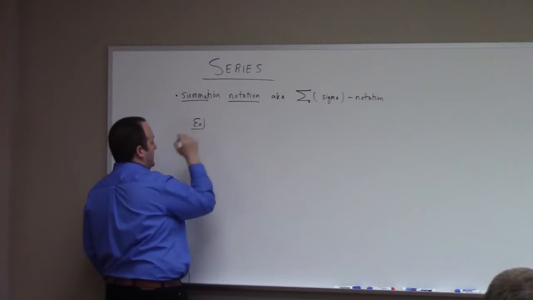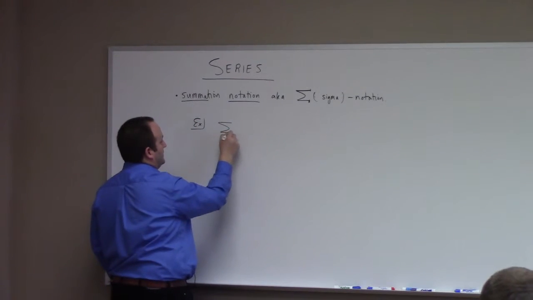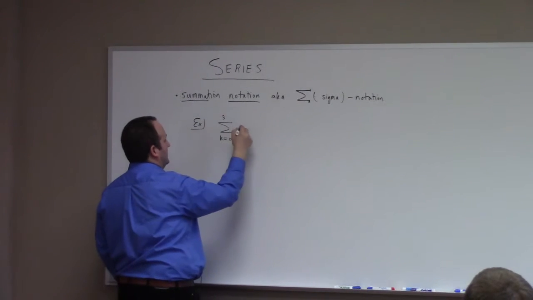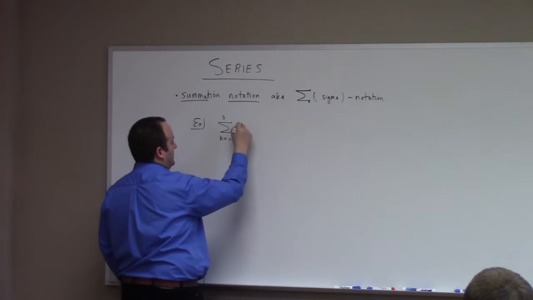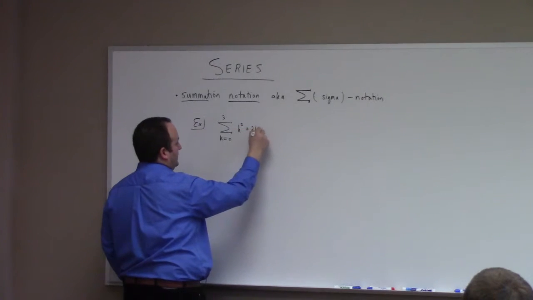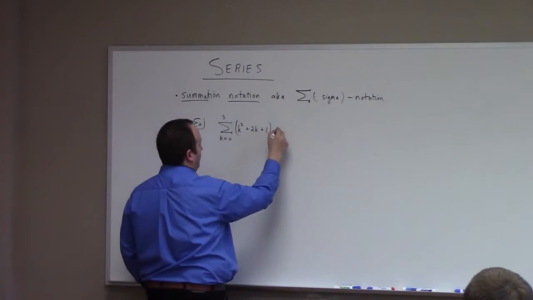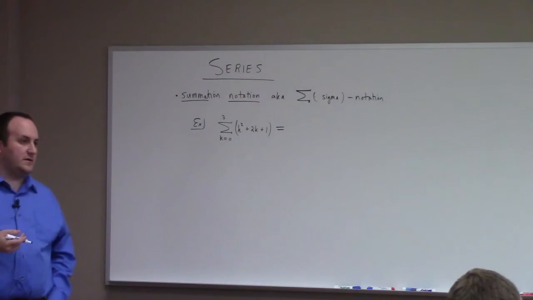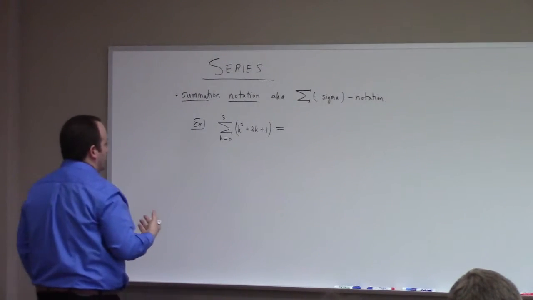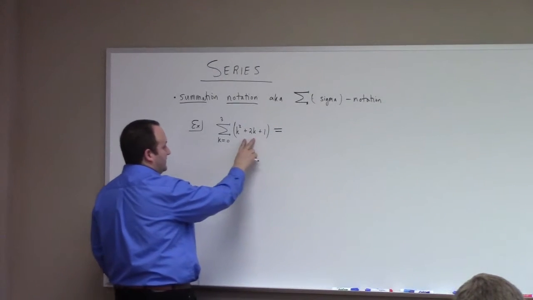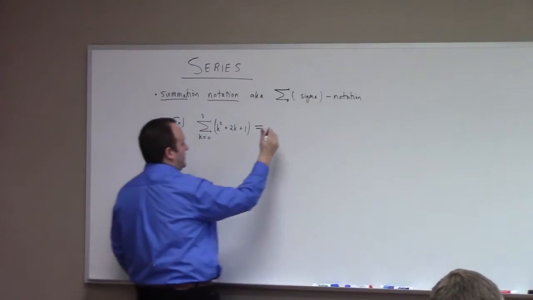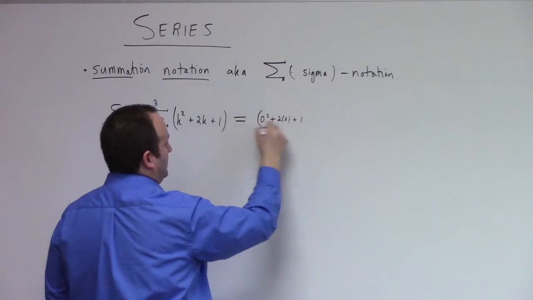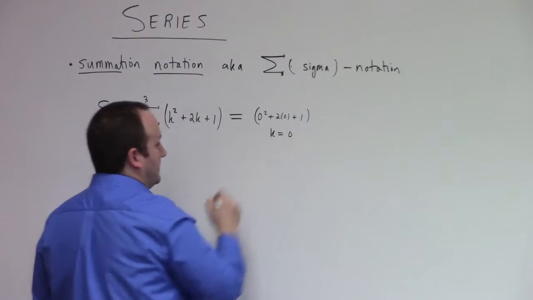How about that? If I have the sum, say, k equals 0 to 3 of k squared plus 2k plus 1, all right? What does that mean? What this means is you take whatever expression you have here, and you plug in k equals 0 to start with. So I get 0 squared plus 2 times 0 plus 1. This is the k equals 0 term.